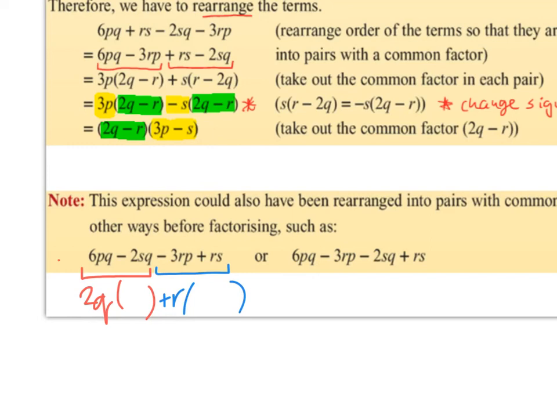Likewise, it could have been arranged like this. So factorising the first two, we would have 3p as a HCF. And then factorising the second two, we could have had plus s as our HCF. And again, you would have continued on, filled your brackets, and put your two sets of brackets together at the very end.